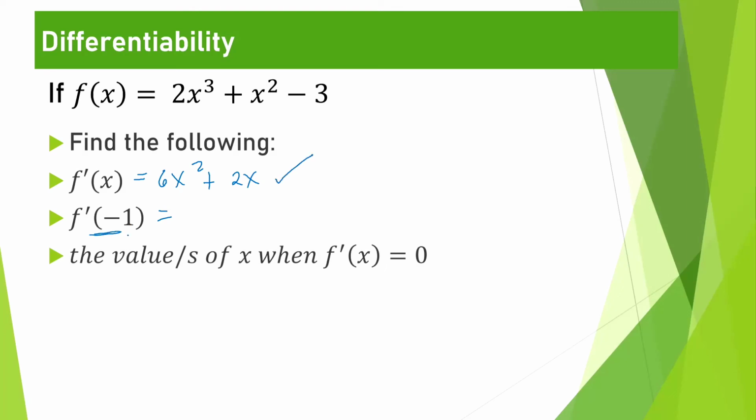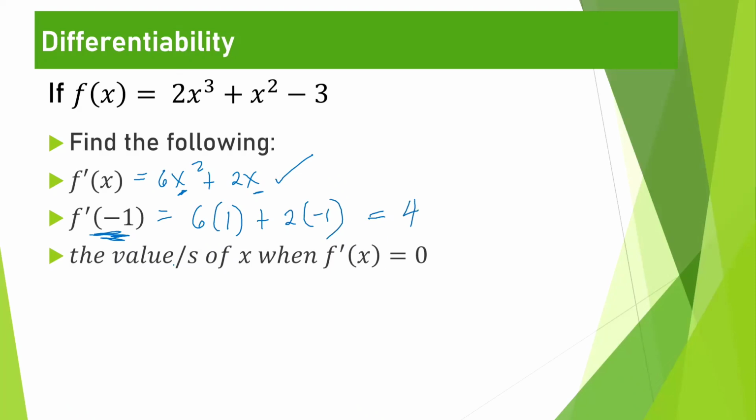Ano naman yung f prime of negative 1? So that means we'll be substituting negative 1 to our x here. So we have 6 times 1 plus 2 times negative 1. This is 6 minus 2 or 4.